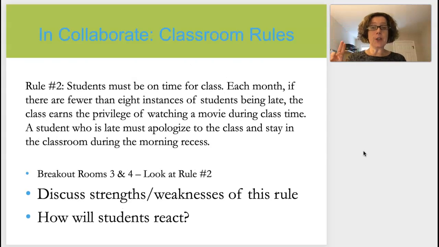Number 2, students must be on time for class. Each month, if there are fewer than 8 instances of students being late, the class earns the privilege of watching a movie during class time. Good old behaviorism. A student who is late must apologize to the class and stay in the classroom during the morning recess, if there's a morning recess. Or some kind of break. How about that? So if it's junior or high school, some kind of break.